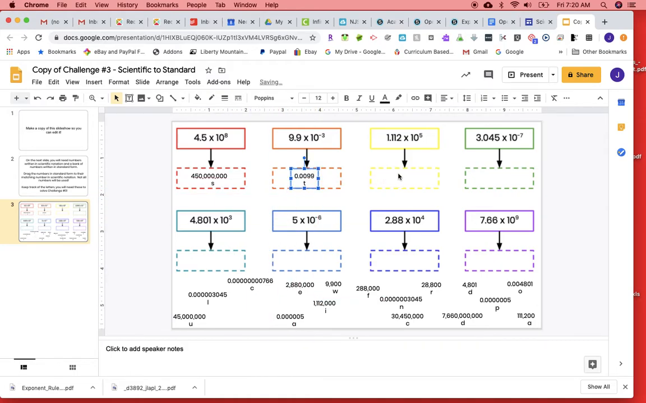All right. Moving over to 1.112 times 10 to the 5th. I want to look at my exponent. It's a 5, so it's positive, so that means my number has to get bigger. I'm going to go to the right. So I'm going to move it 1, 2, 3, and I have to move it 2 more places for a total of 5. So I'm going to add 2 more zeros. So I'm going to put my text box.